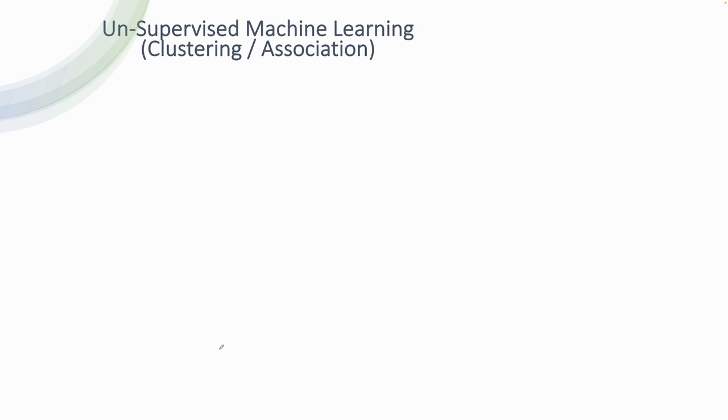So after having a good understanding of what supervised machine learning is, it's now time to take a look into unsupervised machine learning, right? And remember, with unsupervised machine learning, there are mainly two types we talk about. We talk about clustering and we talk about association. So let's take a look.